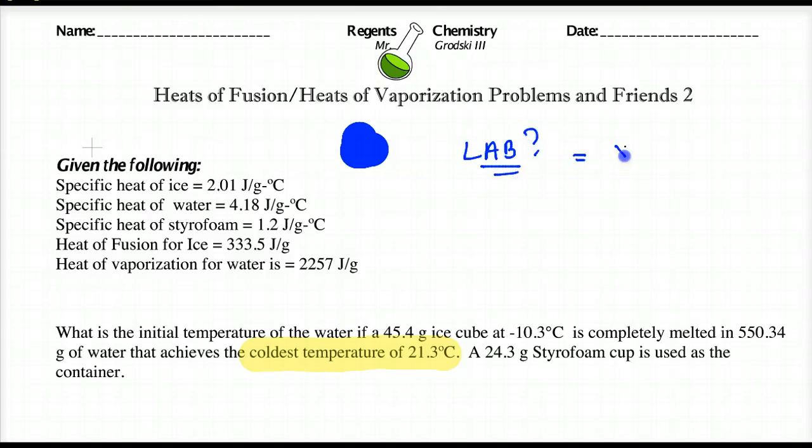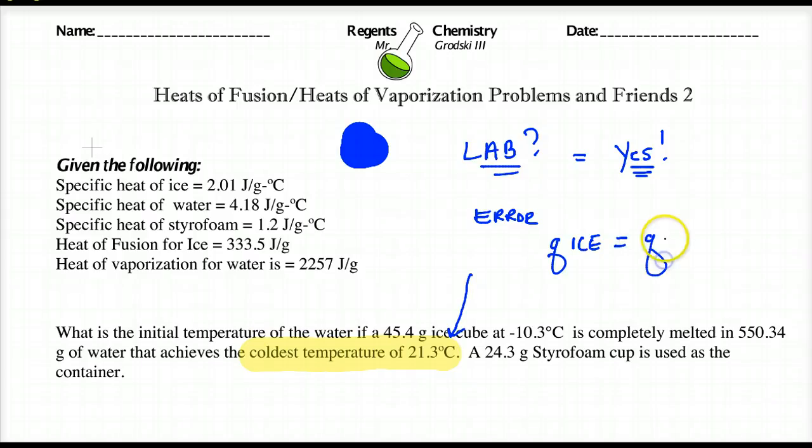And the answer is yes. We looked for the coldest possible temperature. Was this an error in our lab? Well, what did we say in our lab? We said Q of the ice equals Q of the water. But we were only considering what? We were trying to figure out the energy it took to do what? To completely what? Just melt the ice. So we were just trying to find this energy, the heat of fusion.